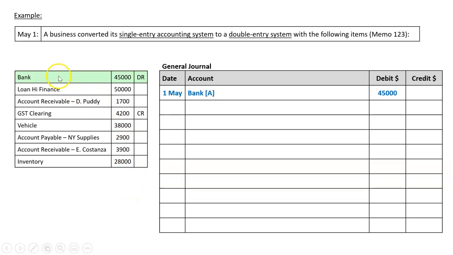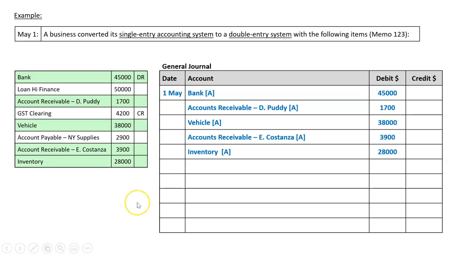So I'm going to start here on the debit side. The first one was a bank ledger. I've now got a ledger for bank. Then I went to accounts receivable D Putty. I did a debit for vehicle, a debit for accounts receivable E Costanza, and a debit for the inventory ledger. And now what I'm going to do is go back through and do these credits. These will be liabilities. So I've got the loan to High Finance, the GST clearing, and the accounts payable.